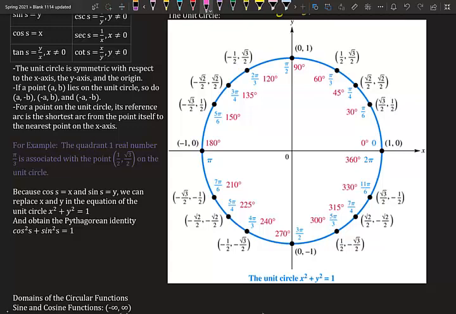So let's find that. If we went to pi over 3, that's right here. You see how it's associated with 1/2 and square root of 3 over 2. And it's also 60 degrees. Because cosine s equals x and sine s equals y, we can replace x and y in the equation of the unit circle, x squared plus y squared equals 1.